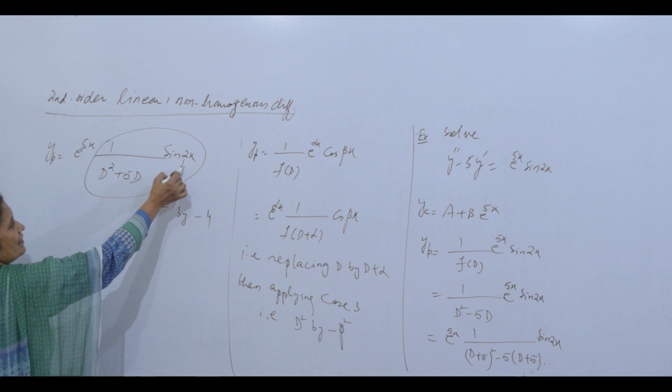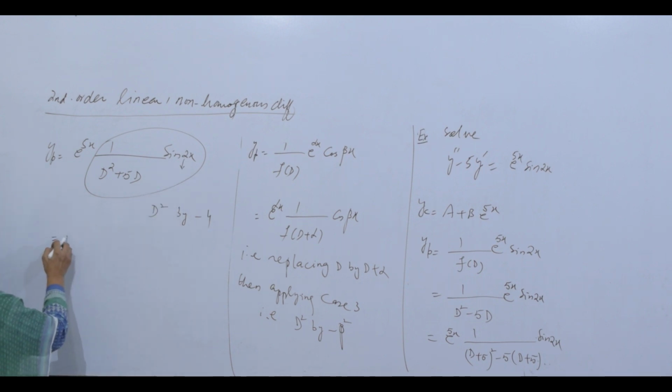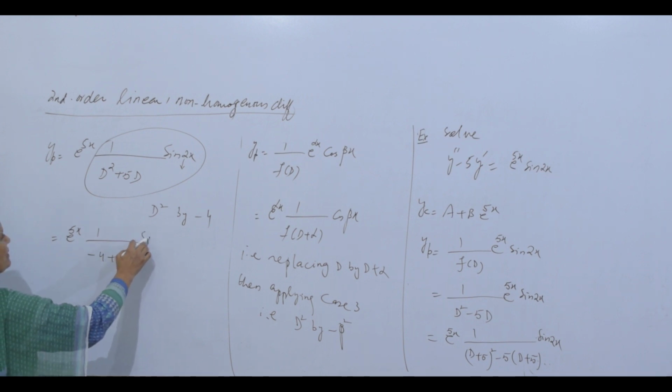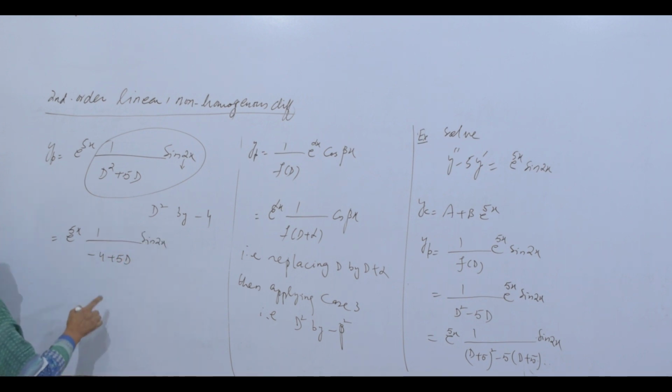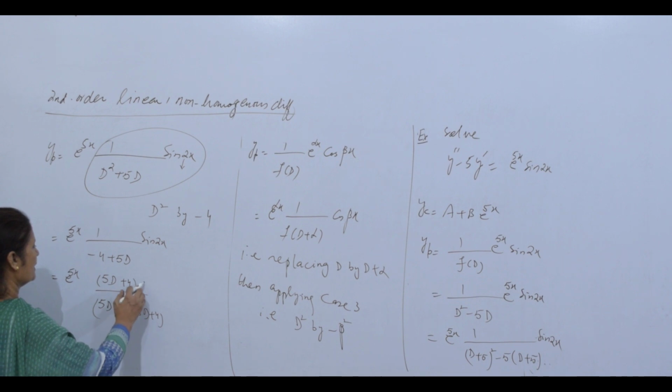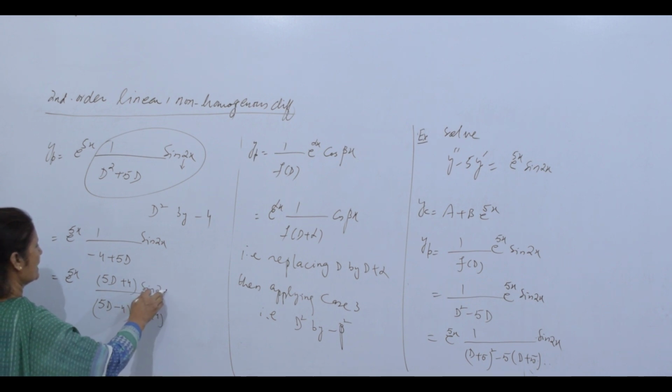So e^5x, there, 1 over minus 4 plus 5D, sin 2x. Still D is in the denominator, so you have to rationalize. So this is 5D plus 4 here, 5D minus 4 times 5D plus 4, and sin 2x.